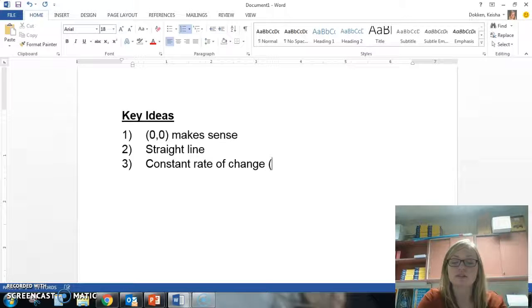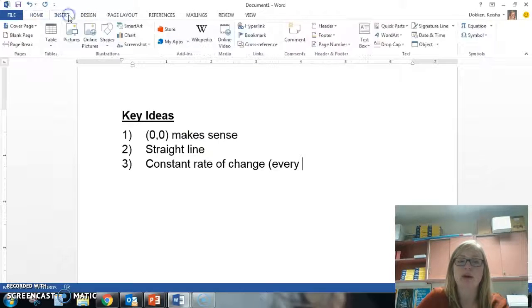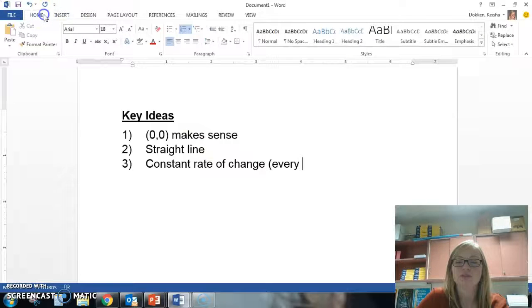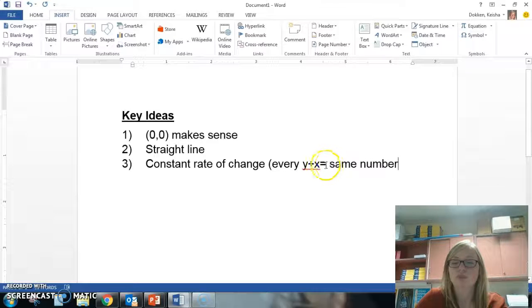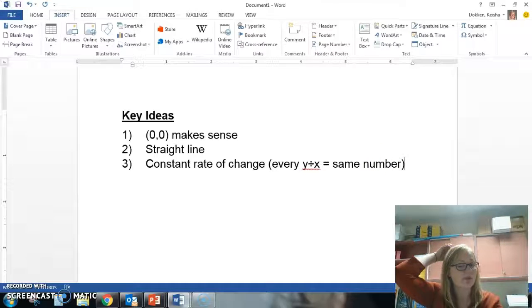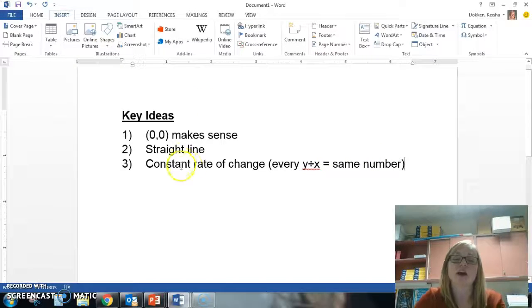So what that means, and you should add this to your notes, is that every y divided by x equals the same number. Okay, and we'll do an example of this so you know what I'm talking about, but just take a moment and add that to your key ideas. The constant rate of change means that every y divided by x gives you the same number.